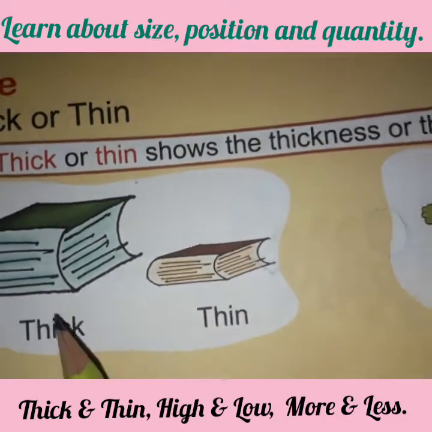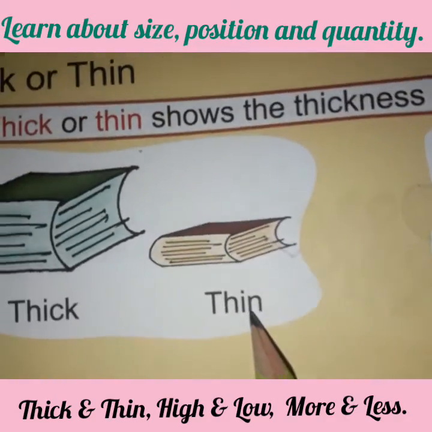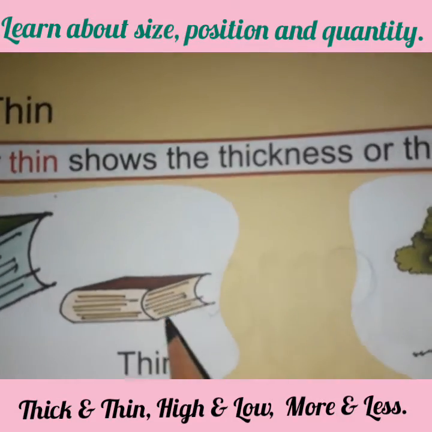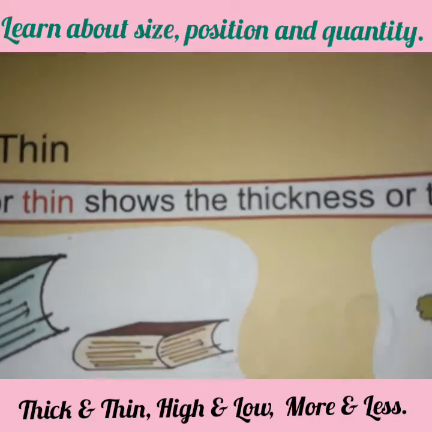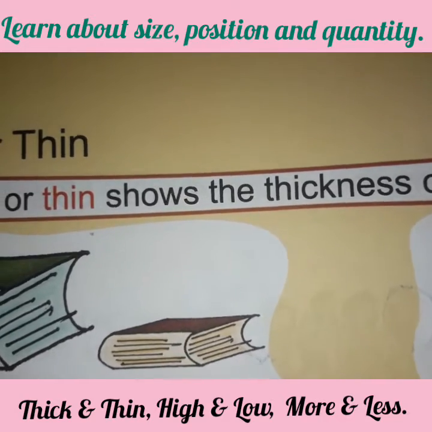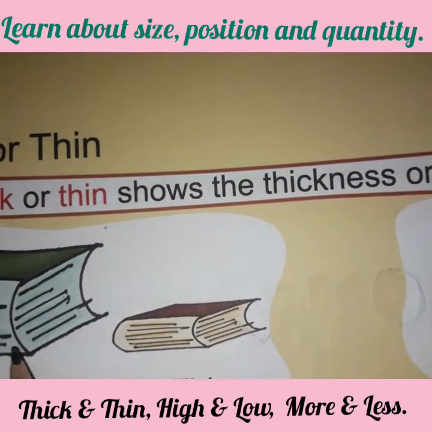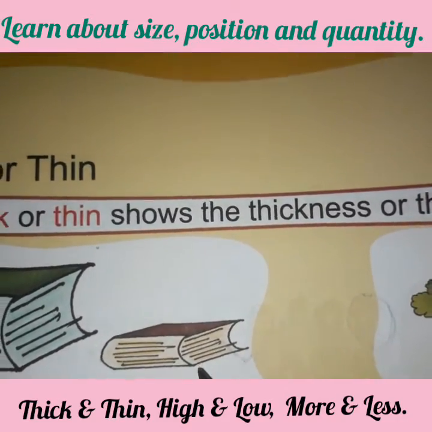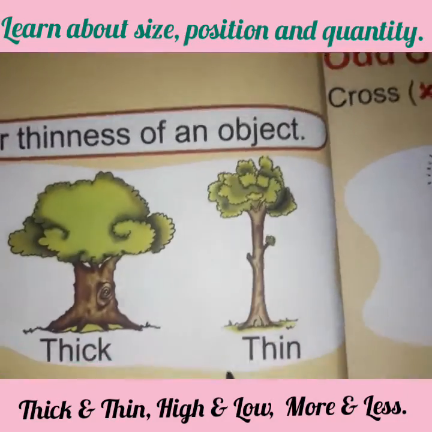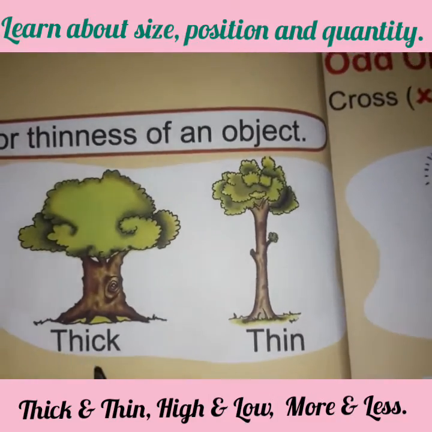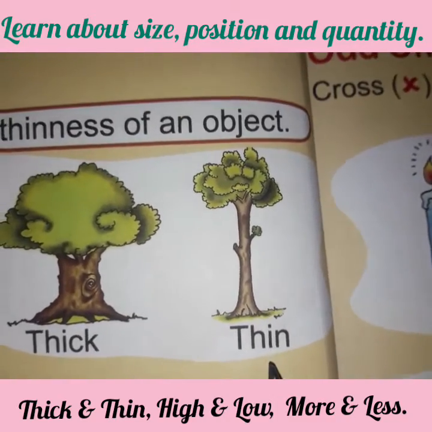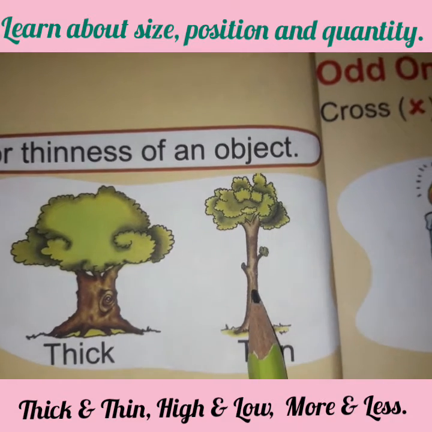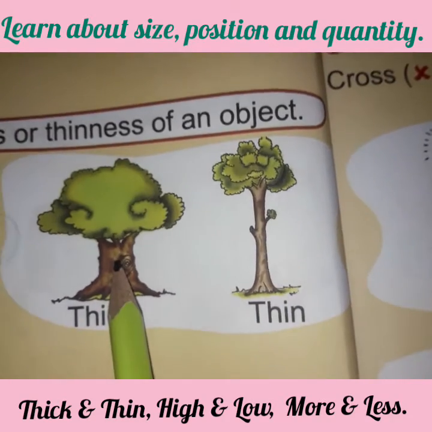There are two books. This book is thick and this is thin. So, you can say that this brown book is thinner than this green book. Or you can say this green book is thicker than this brown book. Okay? Now, see the next picture. There are two trees, one is thick, another is thin. So you will say this tree is thicker than this one and this tree is thinner than this one.